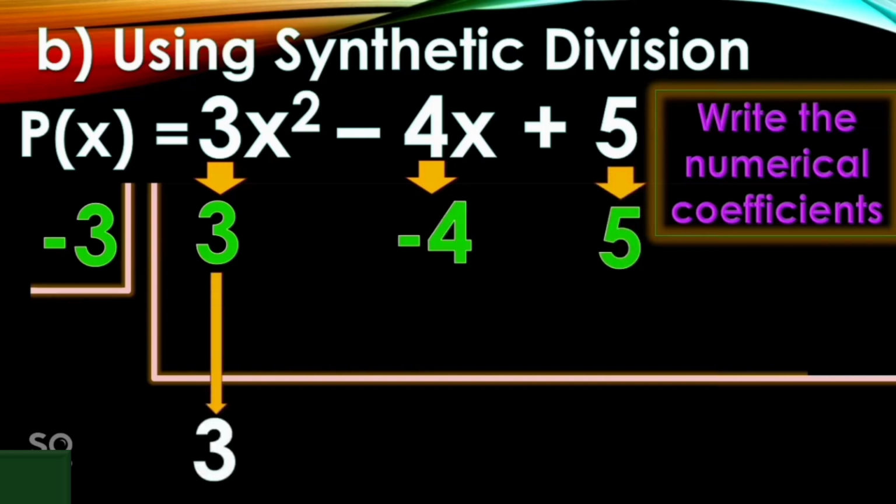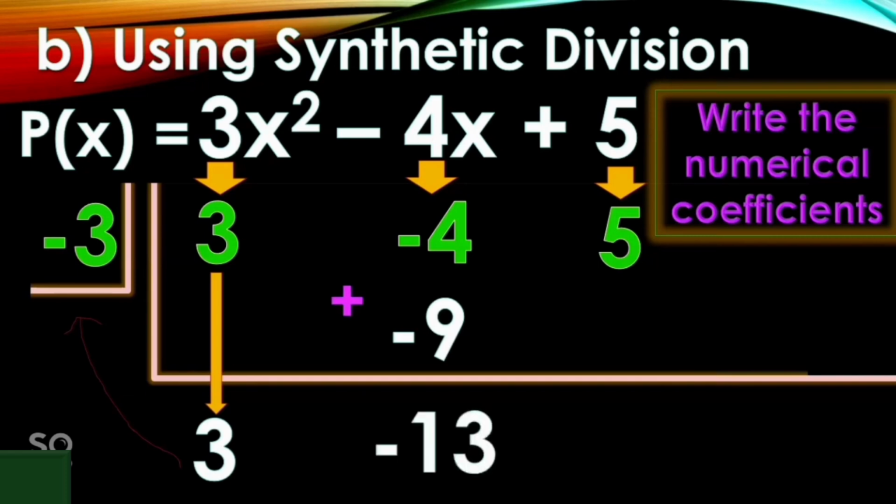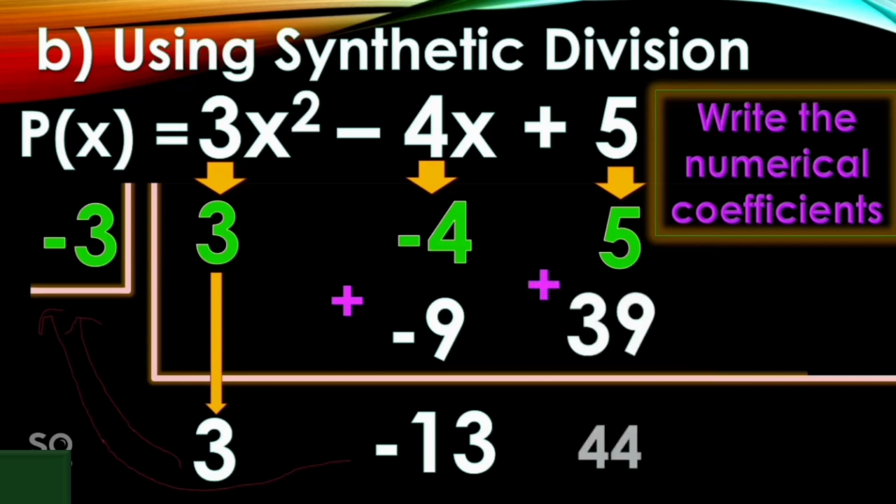We just rewrite the 3 below. And then we multiply it by the divisor. 3 times negative 3 equals negative 9. And then negative 4, we add to negative 9. Okay, so negative 4 plus negative 9 is negative 13. And then negative 13, we multiply again by the divisor, which is negative 3. Negative 13 times negative 3, the answer is positive 39. Then 5 plus 39 equals 44.